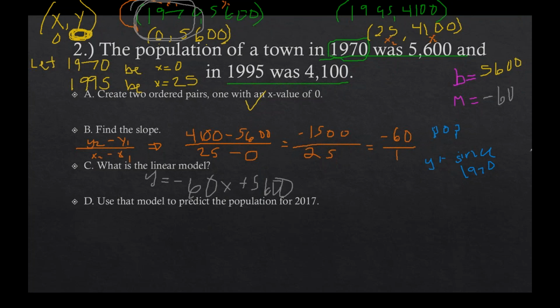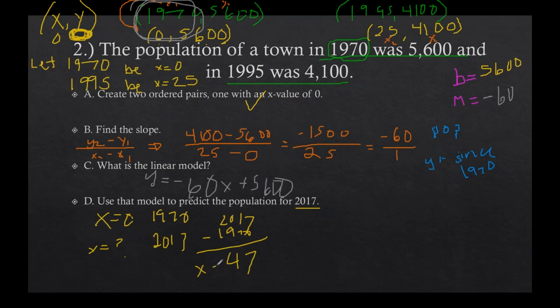So when we get to letter D, use that model to predict the population for 2017. What do we got to do there? Okay, Brooke, absolutely right. We're comparing. Amanda, you don't want to use a proportion. You want to use your model. You want to use that equation. But the deal is, and Brooke had it in there, we know that x equals 0 for 1970. And we're looking at 2017, so what is x? So if you subtract 2017 minus 1970, we get an x value of 47.